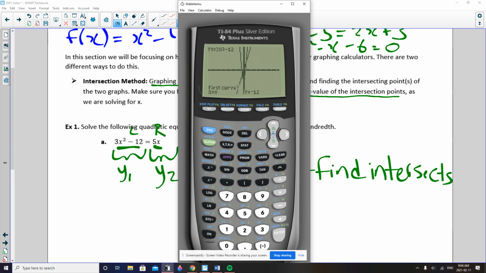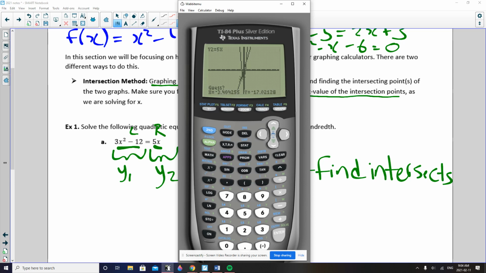Now, if you are looking towards the bottom of your calculator screen, it says first curve, question mark. So if maybe I had 4 or 5 graphs on here, it's trying to ask you what 2 graphs do you want to find the intersection for? So the first curve, I'm just going to hit enter. Second curve, hit enter. Unless you have more than 2 graphs on there, you should just be able to hit enter, enter. Then the second one is a guess.